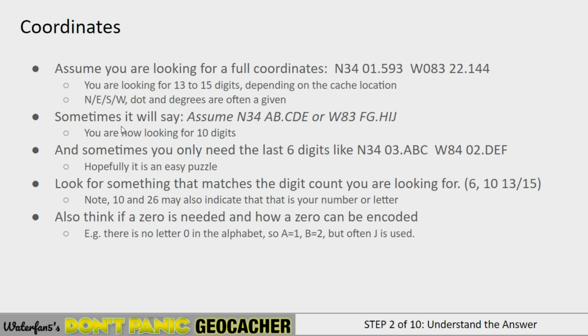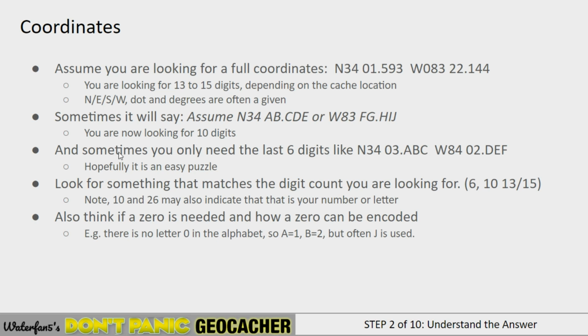Now, based on assumptions, the puzzle may also say, well, you're only looking for 10 digits. I'm assuming the first part, N34, West 83, for example, and I'm only looking for 10 digits, 5 for the north part, 5 for the west part. That can make the puzzle slightly trickier to solve, as we can't use the assumption like, oh, I'm looking for a 3, I'm looking for a 4. No, I'm basically looking now for the rest of the numbers, where much more variation is allowed.